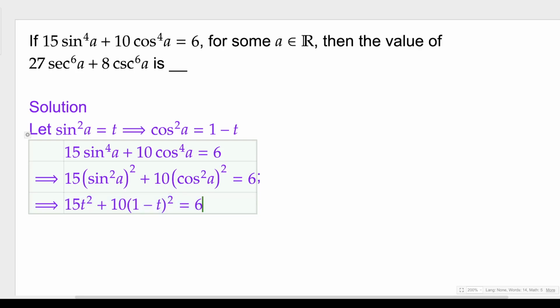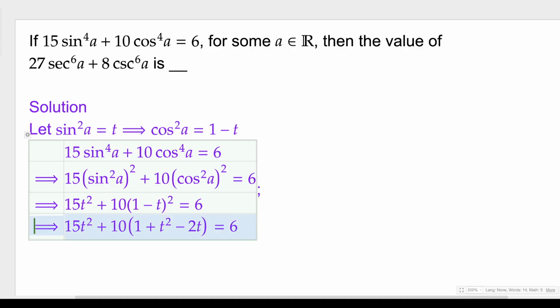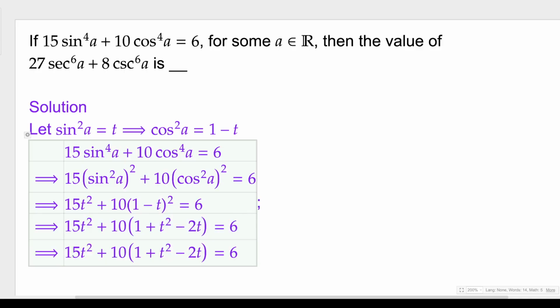Now moving to the next one, here I'll just expand this, so this will be written as a square plus b square minus 2ab, right. On resolving this equation further, we'll get 15 plus 10, that will be 25 t square, and then next here minus 20 t, and then plus 4, that is 10 minus 6, right. So this will be equal to 0.